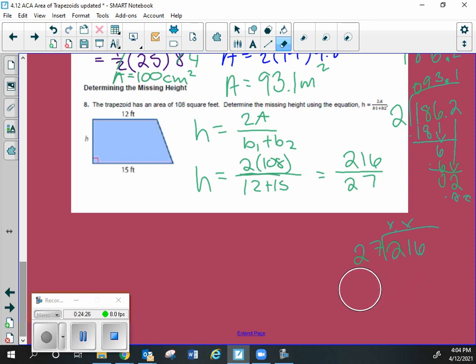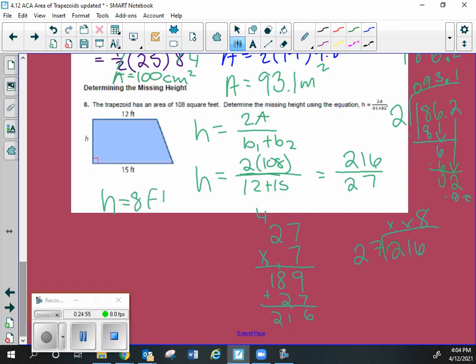Seven times. Let's try 27 times seven. I don't actually know the answer. That would be 189. Wasn't that pretty close? Yeah. So the height would be eight.